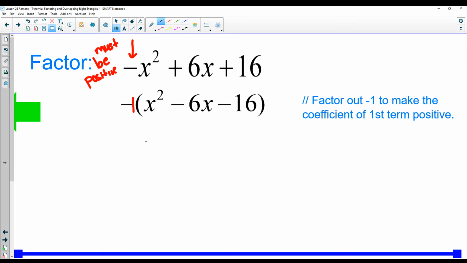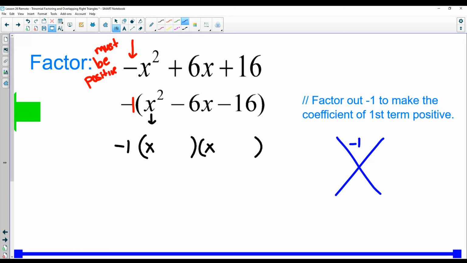So here we go. Let's set up our two parentheses. How do we get x squared? x times x as our first product. We can go ahead and drop down that negative 1 out front, but we're just going to ignore it for now. Next step, look at your constant. Your constant's a negative 16. So you need a product of negative 16, and your middle term is a negative 6. I need two numbers so that when I multiply them, I get a negative 16, and when I add them, I get a negative 6.